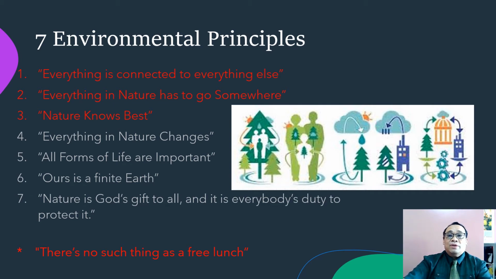One, everything is connected to everything else. Two, everything in nature has to go somewhere. Three, nature knows best. Four, everything in nature changes. Five, all forms of life are important. Six, ours is a finite earth. And seven, nature is God's gift to all, and it is everybody's duty to protect it.